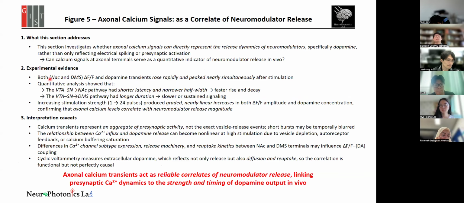And this section investigates whether external calcium signal can directly represent the release dynamic of neuromodulators, specifically dopamine, rather than only reflecting electrical spiking or presynaptic activation. And by the experimental evidence, we can conclude the external calcium detergent acts as reliable correlates of neuromodulator release, linking presynaptic calcium dynamics to the strength and timing of dopamine output in vivo.